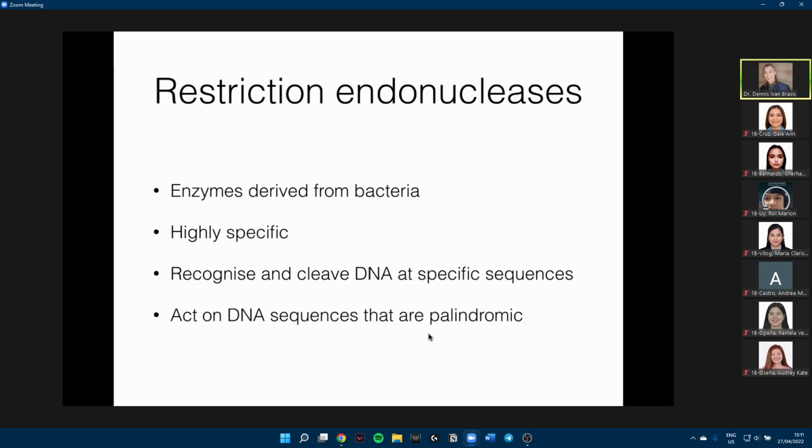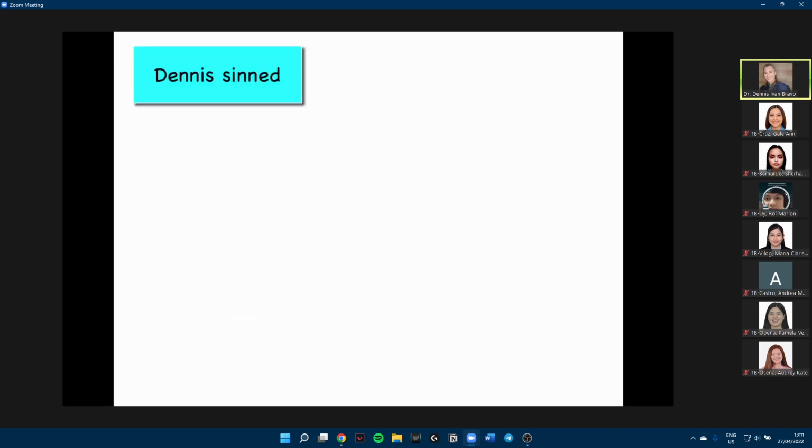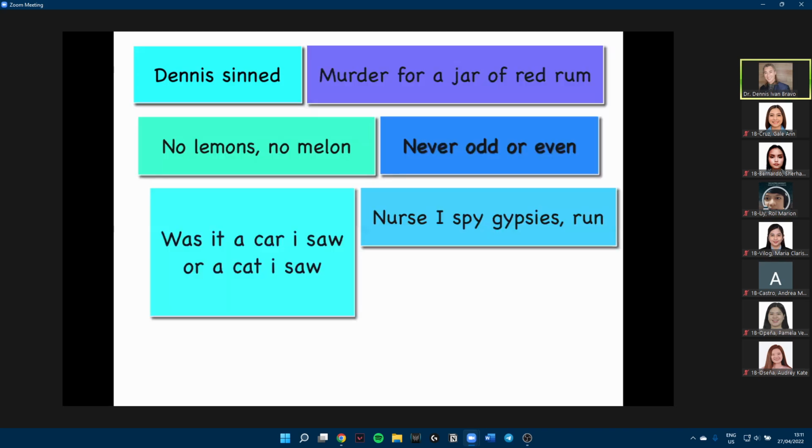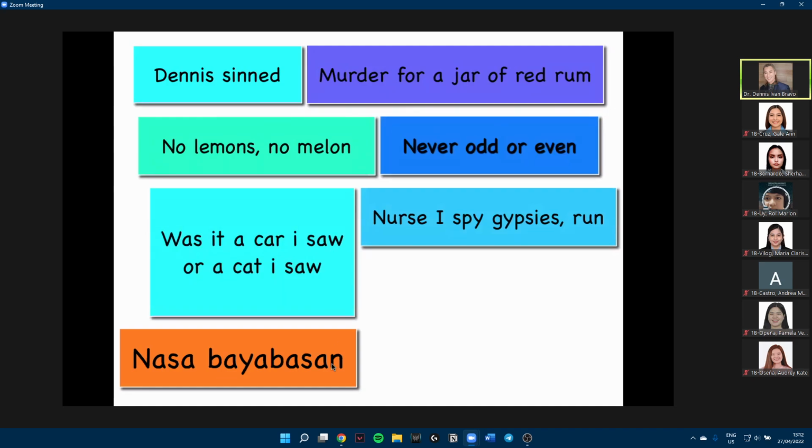What is a palindrome anyway? In the languages, a palindrome is a word or a phrase that is the same when read forward and backward, like Dennis sinned. Try reading it backward, it's still the same. I have here a lot of examples of palindromes, such as was it a car I saw or a cat I saw? No lemons, no melon. All of these are palindromes. Sa Tagalog, marami rin tayong palindrome, katulad ng nasa bayabasan. Pag binasa mo yan pabaliktad, ang kalalabasan ay nasa bayabasan pa rin.